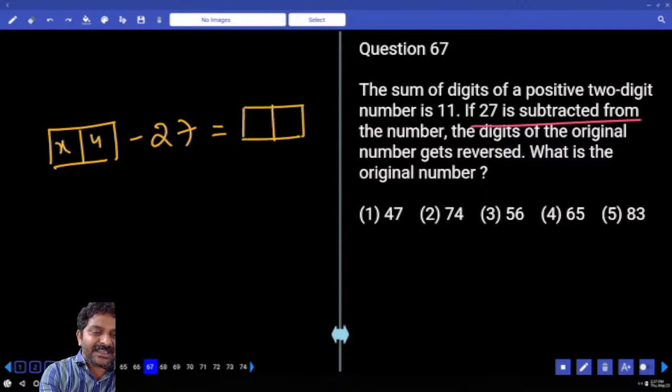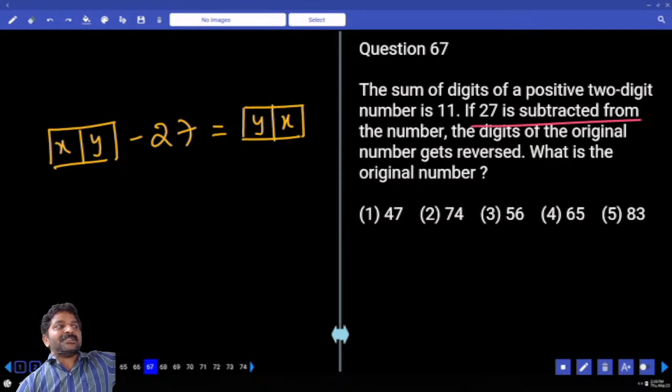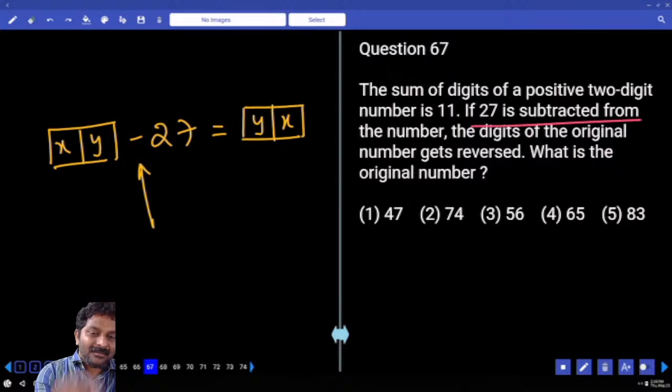This is xy, this is yx, correct? So which number is more? Original number more or interchanged number is more? Or cannot be determined? Is the original number the bigger one or the interchanged the bigger one, or cannot be determined? Original number must be more, right? Because from that only we are subtracting. So original number is more. Am I right? That means x must be more than y, right?